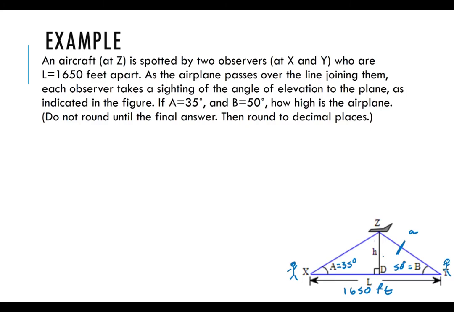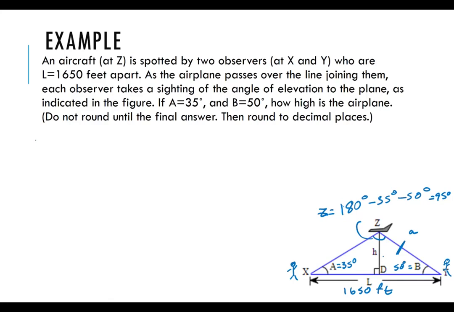So if I want to find side length A, we get this angle measurement. What do we say that was going to be? That's going to be 180 degrees minus 35 degrees minus 50 degrees. So I get that this angle Z is 95 degrees. Wonderful. Then I can use the law of sines here, specifically to get side length A.